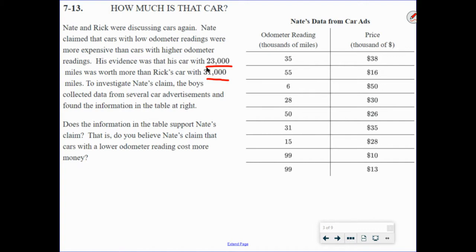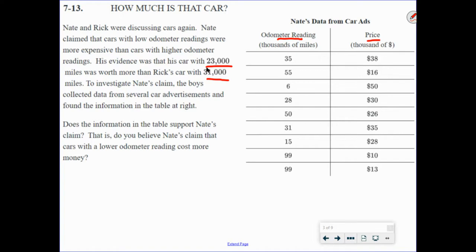Yeah, when I bought a car a few years ago, one of the main things, two of the main things, I knew the type of car I wanted to buy, but I needed to look at the odometer, how many miles it had on it, and the price, okay? And that's something I really wanted to know, okay? Does the information in the table support Nate's claim? That is, do you believe Nate's claim that cars with lower odometer readings cost more money?